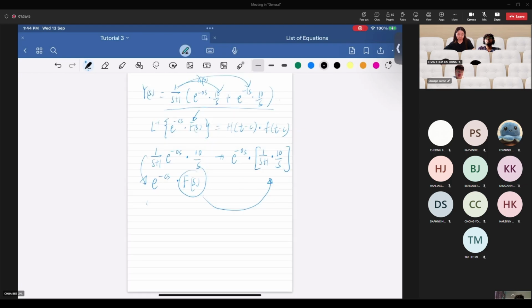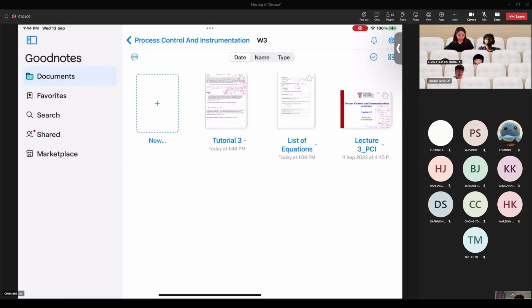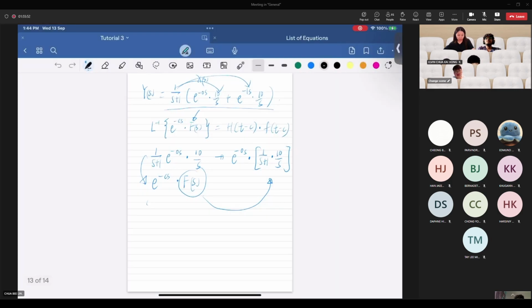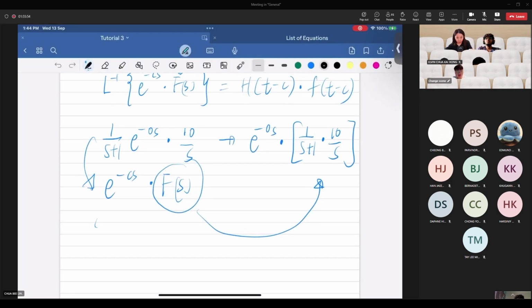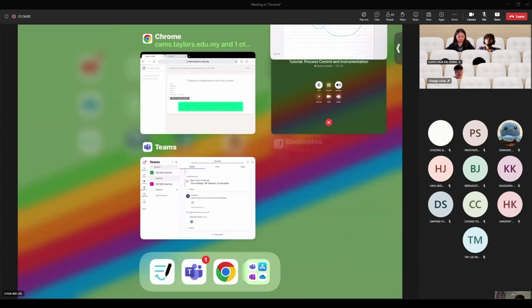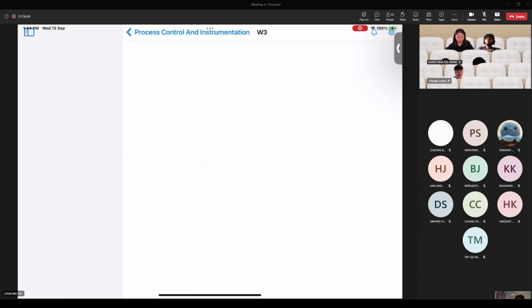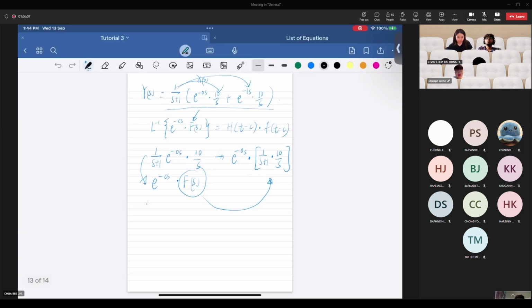Lag already? Oh, what happened? Hey, hang already? I have to restart my GoodNotes. Is it my pen? Oh, I know already, my cap is loosened. Okay.